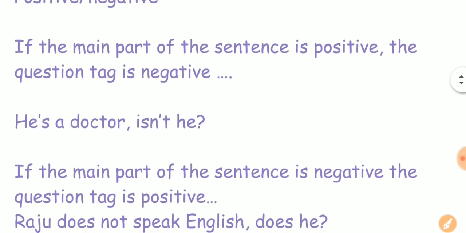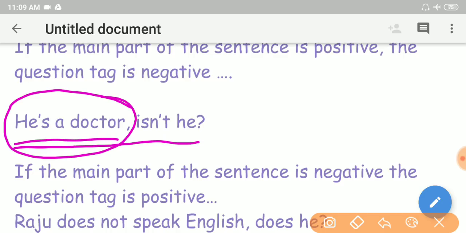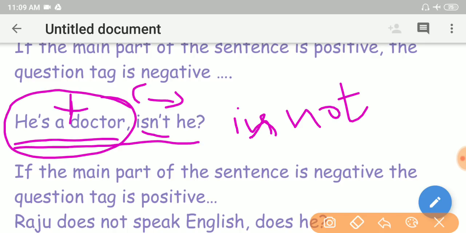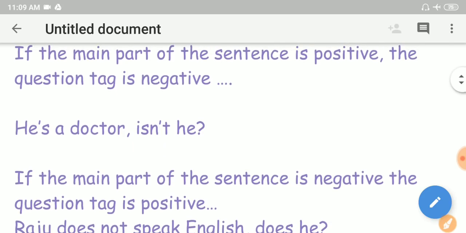For example, you see here, "He is a doctor." The main part of the sentence, or the statement, is positive. At the same time, the tag should be negative. Is not. The short form of is not is isn't. "He is a doctor, isn't he?" is the correct question tag, my dear friends.